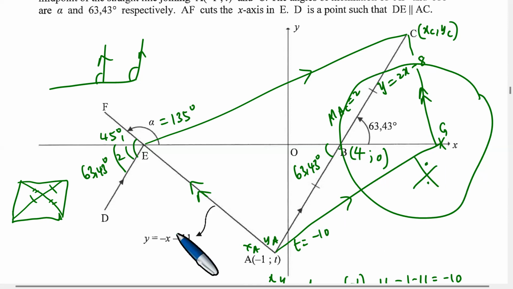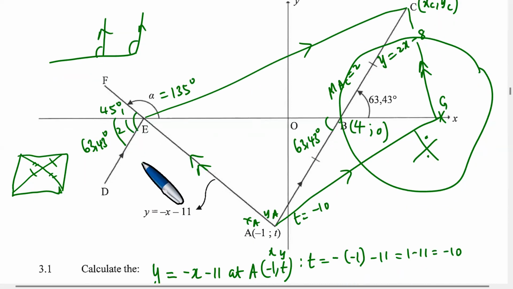So let's do this. What do we do first? Let's find the coordinates of E, because if you find the coordinates of E, B is the midpoint. Why is B the midpoint? Because this is a diagonal and that's a diagonal of a parallelogram, and therefore they bisect each other. For the coordinates of the point E, the equation is y equals minus x minus 11.